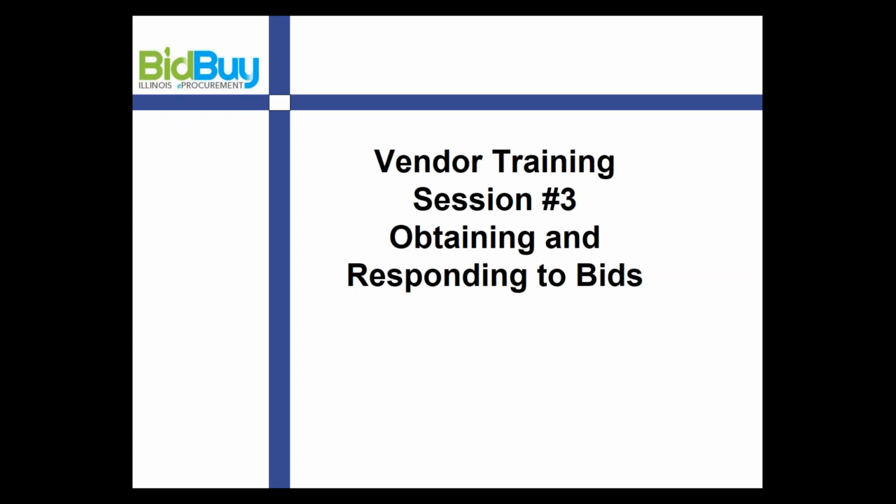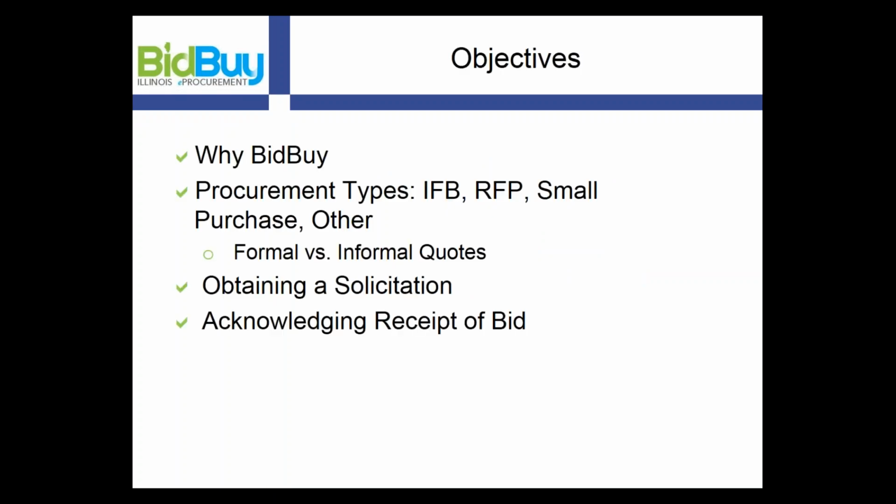Good morning, everybody. Thanks for being here. Like Lori said, today we're going to be talking about how you obtain and respond to bids. Some of our objectives this morning: we're going to talk a little bit about why BidBuy, just a reminder on why the state is going with this e-procurement system. We're going to talk about a couple of the procurement types: invitation for bid, RFP, small purchase, and some others. We're going to talk about the difference between a formal and informal quote within the BidBuy system. We'll talk about how you obtain a solicitation and how you will acknowledge receipt of a bid within the system in order to begin the process of responding.